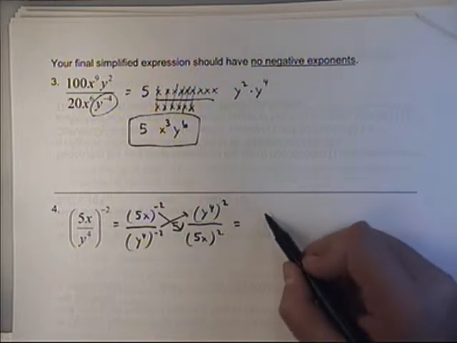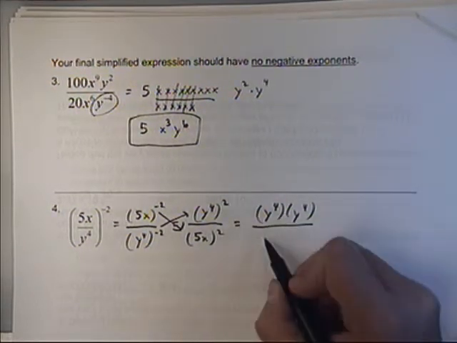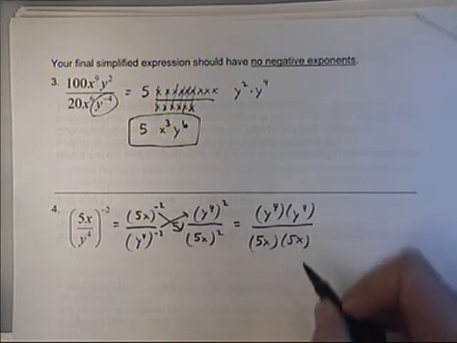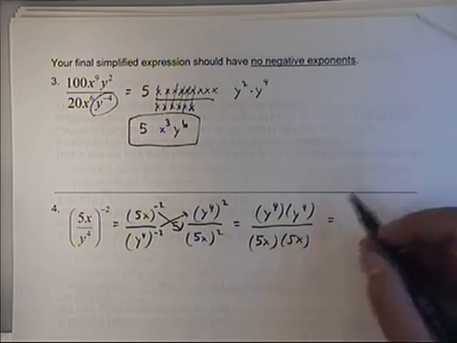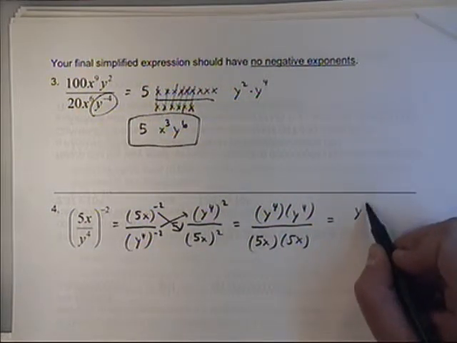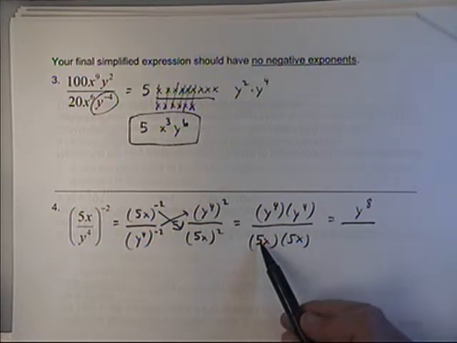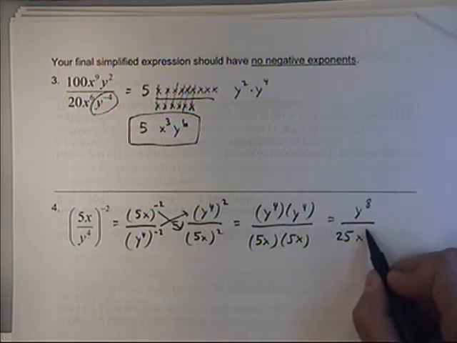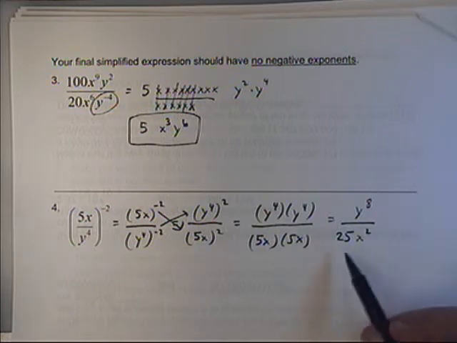So y to the 4th squared is y to the 4th times y to the 4th. 5x squared is 5x times 5x. So I have a group of 4 y's and another group of 4 y's. So that's a group of 8 y's altogether multiplied. And then 5 times 5 is 25. X times x is x squared. Now notice that they wanted all positive exponents. I've done that in both cases.